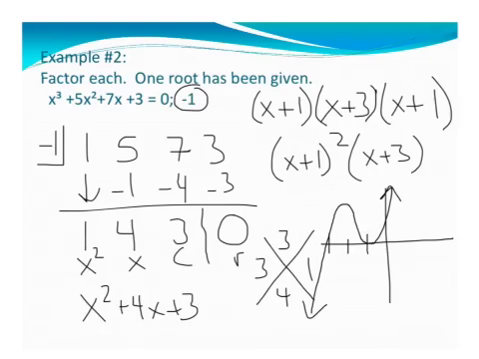So that multiplicity of 2 means that it just touches at that point where it still goes through at x equals negative 3.